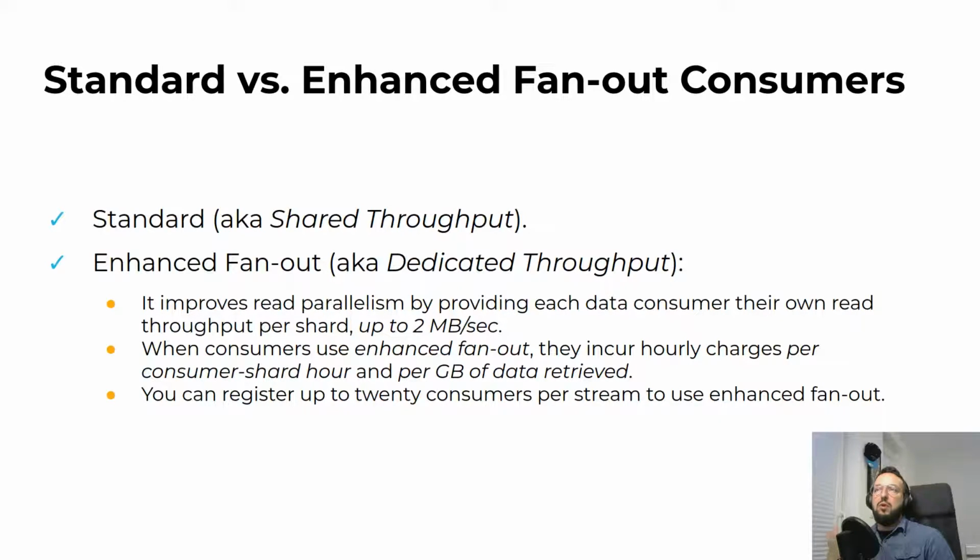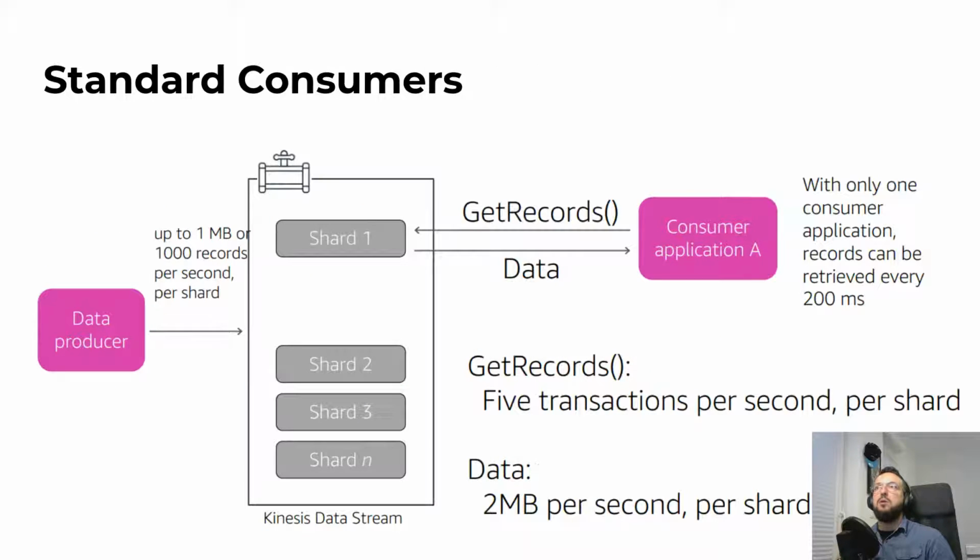So what does the consumption logic look like in detail? First, let's tackle the standard consumers. If you have one Kinesis data stream and you have multiple shards in it, for each shard you are calling the GetRecords API, and then you will receive data. One consumer application can retrieve the records from a single shard every 200 milliseconds. So it means that GetRecords calls are throttled to 5 transactions per second per shard.